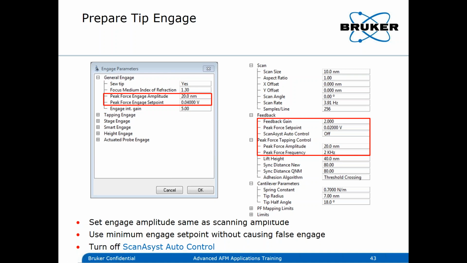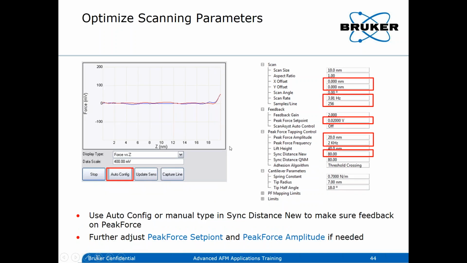You will see that, so just be as gentle as possible. And again, turn off the Scan Assist auto control. When you're on the surface, you would optimize your scanning parameters, again, using autoconfig to get a good overlay of approach retract curve in the force monitor, to make sure that your sync distance has a good feedback there.